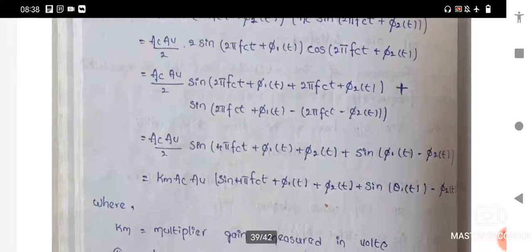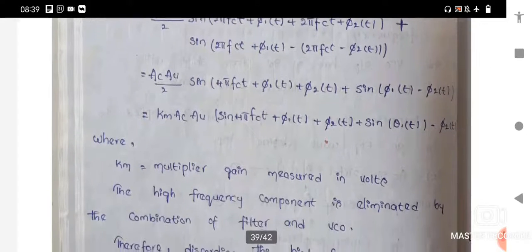Rearranging that equation, we get the resultant equation: Ac Av by 2 [sin(4πfct + φ1(t) + φ2(t)) + sin(φ1(t) − φ2(t))]. That is nothing but Km Ac Av [sin(4πfct + φ1(t) + φ2(t)) + sin(φ1(t) − φ2(t))].